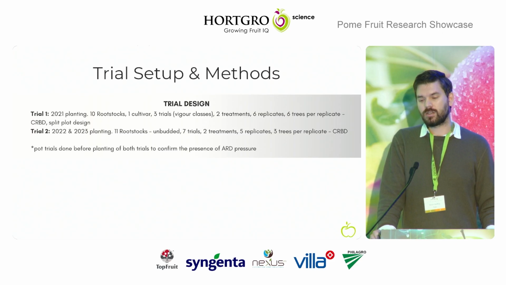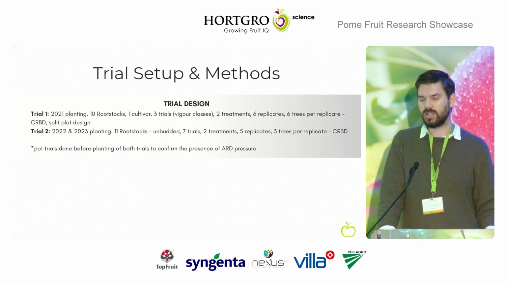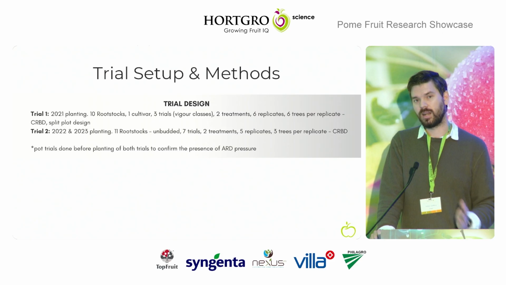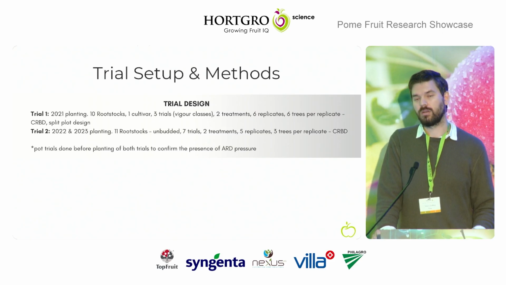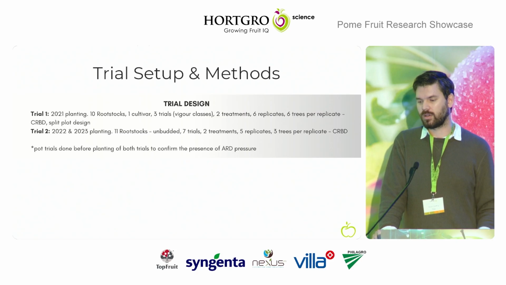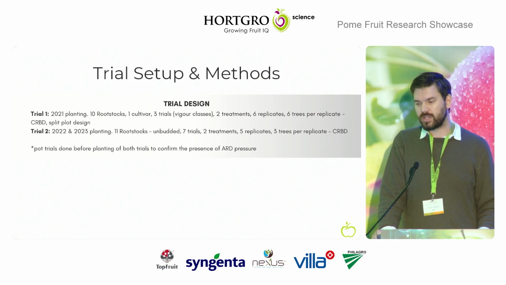Then in the second trial, we've actually got 2 plantings, a 2022 and 2023 planting. We've planted 11 rootstocks. These are unbudded, so we've planted these between commercial trees. We've asked the producers to leave a row unfumigated, and then we've planted the same rootstocks in the fumigated and unfumigated rows. We are determining the growth differences across the same rootstocks. There are 5 replicates in this trial, 3 trees per replicate, in a complete randomized block design.